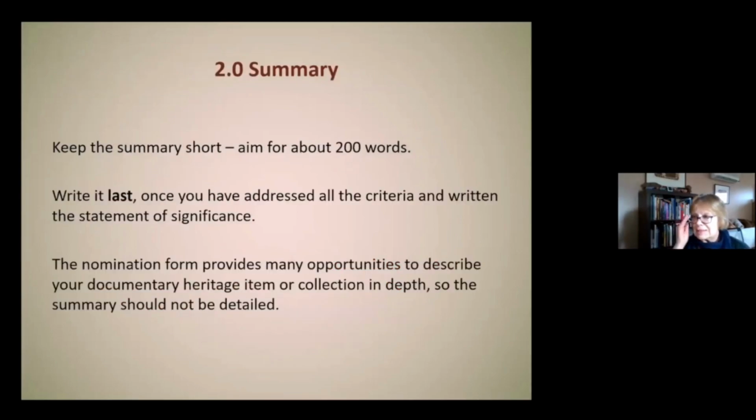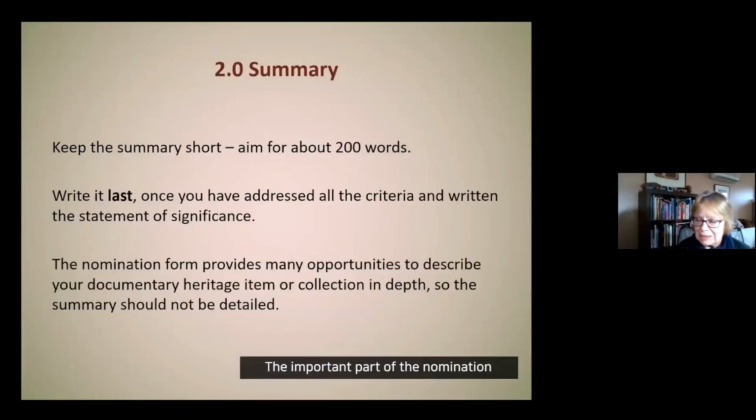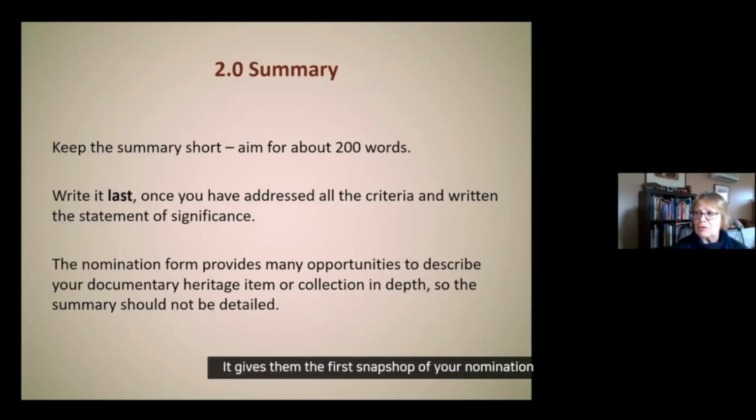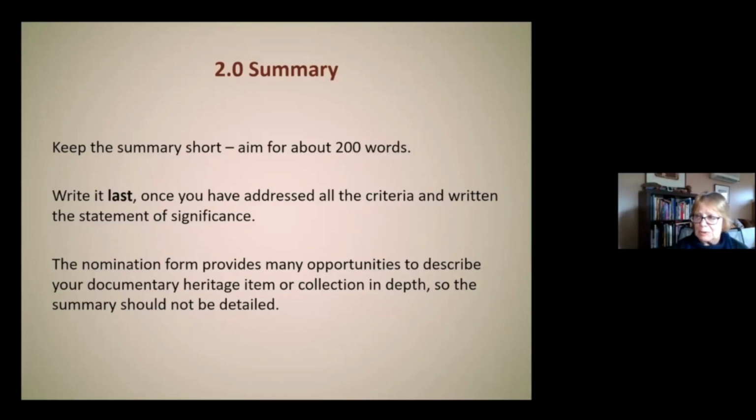The summary. This is a really important part of the nomination. It might seem like something you just brush over, but it's absolutely critical because people read this first and it gives them the first snapshot of your nomination, what you're going to be talking about.